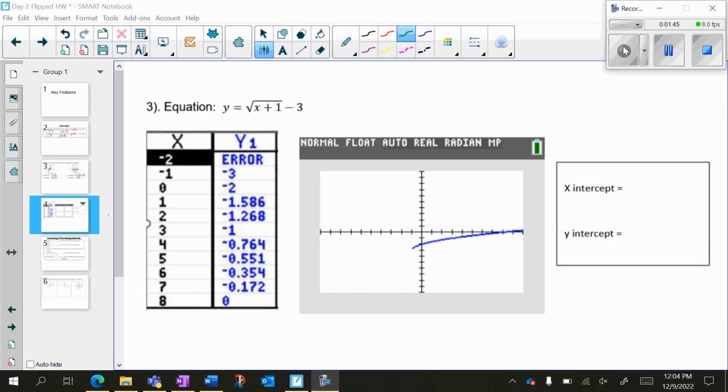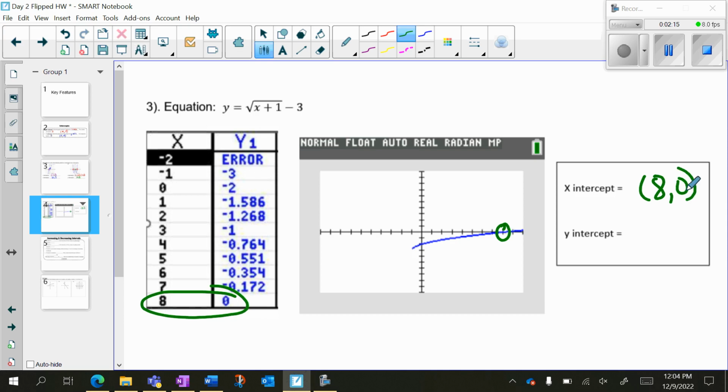Let's look at an equation. We have y equals radical x plus 1 minus 3. Here, we put this in our calculator and we graphed it. Then we can also look at the table. So for example, the x-intercept is at 8, 0, right here. 1, 2, 3, 4, 5, 6, 7, 8. So that's our x-intercept, where it crosses the x-axis.